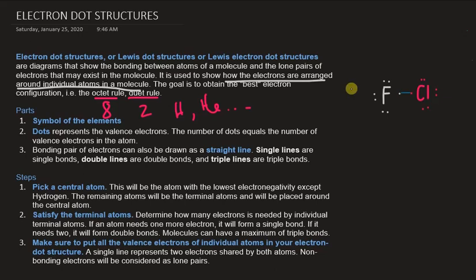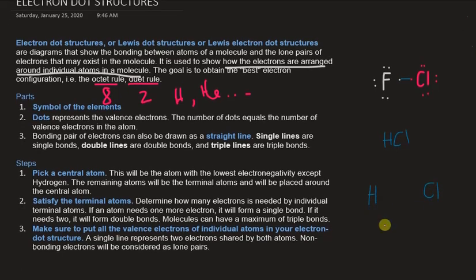So let's try HCl. HCl is a molecule composed of a hydrogen atom and a chlorine atom. So first we'll write their symbols. Next we'll determine their valence electrons. Hydrogen has 7 valence electrons. No, sorry, it's 1 valence electron. Chlorine has 7 valence electrons.